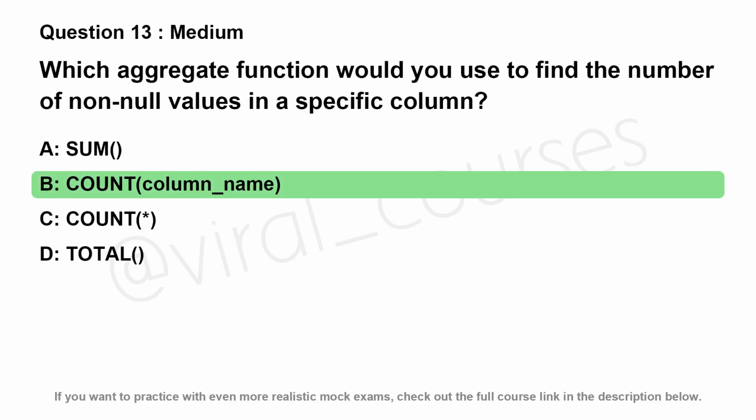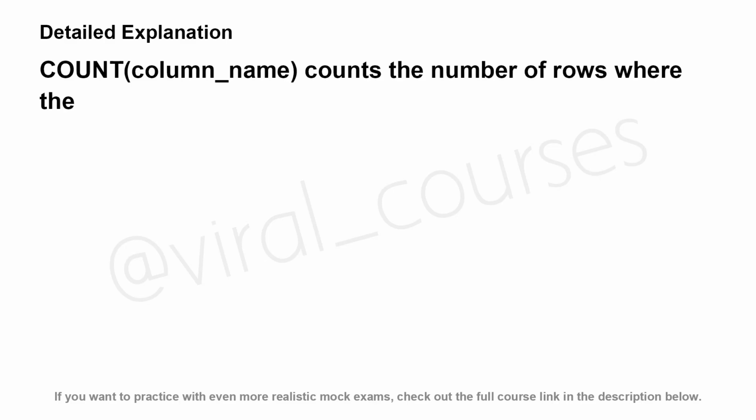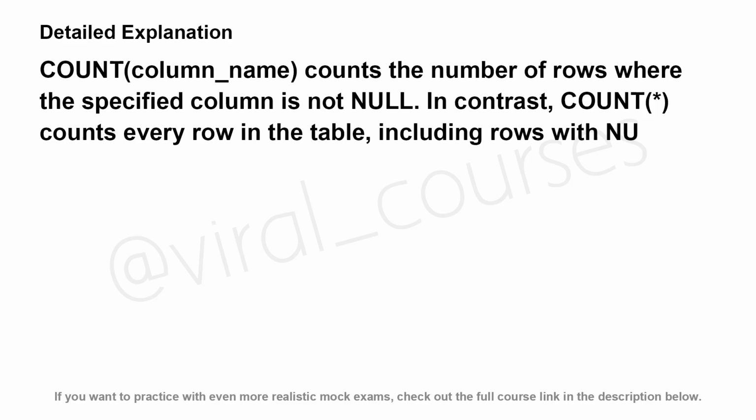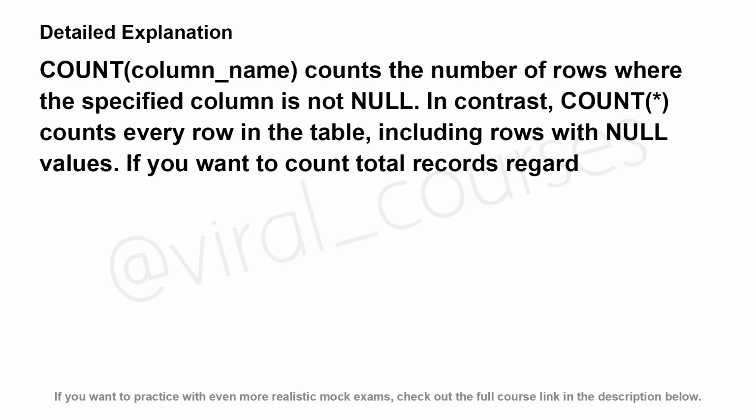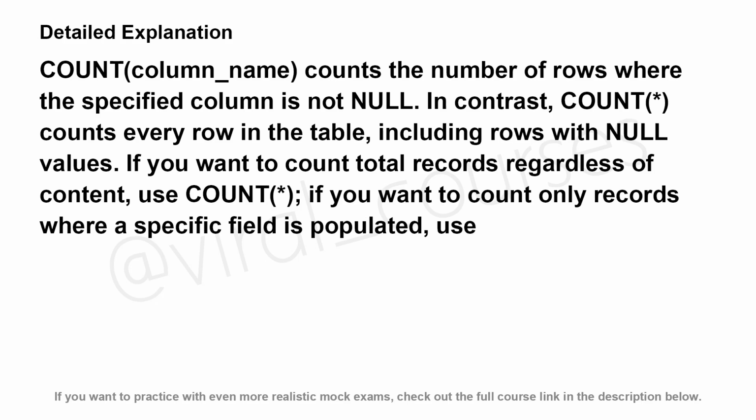The correct answer is B. COUNT(column_name) counts the number of rows where the specified column is not null. In contrast, COUNT(*) counts every row in the table, including rows with null values. If you want to count total records regardless of content, use COUNT(*). If you want to count only records where a specific field is populated, use COUNT(column_name).